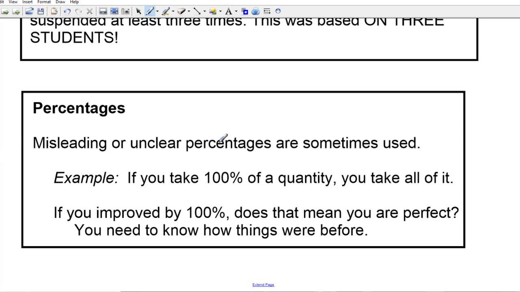Percentages. Misleading or unclear percentages are sometimes used. If you take 100% of a quantity, you take all of it. If you improve by 100%, does that mean you are perfect? So you need to know how things were done before. The phrase giving 110% doesn't make sense because there's nothing more than 100. I know that's not the case sometimes if you get extra credit. Some teachers won't go over 100%. Others, I try to give the advantage. If I was going to give an extra credit question, I would give it over.